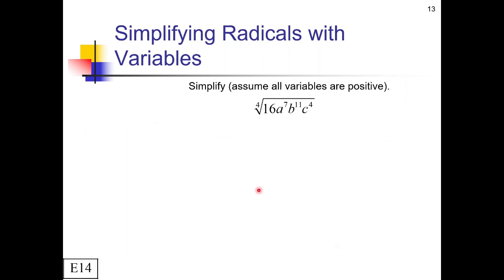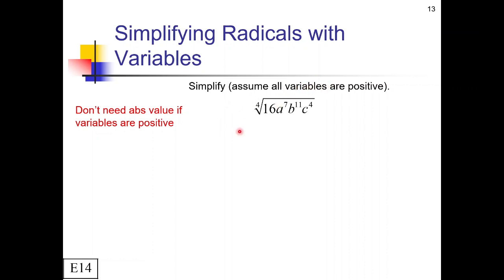This next example has a fair amount going on. Even at the very beginning with the instructions, it's a little bit weird. It says simplify, assume all variables are positive. Now the reason they're saying this is because we don't need the absolute value that we saw in that last problem if the variables are assumed to be positive. Then we don't have to worry about plugging in negatives. So really they're just doing us a solid and giving us one less thing to worry about when we simplify this.